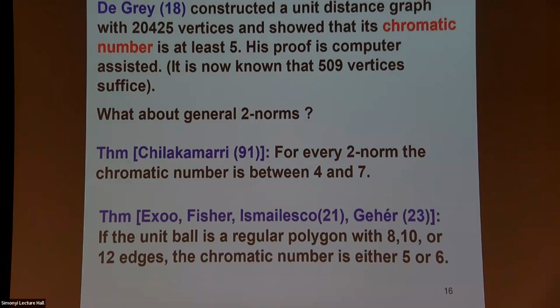And here are quite a few papers about special cases. I just quoted two recent ones, for the specific norm in which the unit ball is a regular polygon, so these are not strictly convex, a regular polygon with 8, 10, or 12 edges, and the chromatic number is either 5 or 6. So it looks difficult to find the chromatic number exactly, even for such simple cases.